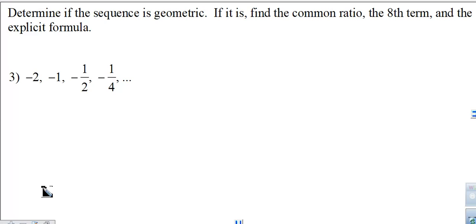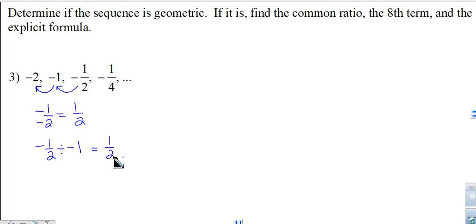In order to determine if this sequence is geometric, we will first test and see if it does have a common ratio. We'll do this by dividing the terms, second divided by first, a backwards motion. So I'm going to take -1 and divide it by -2. That gives me 1/2. I'm going to continue doing this. -1/2 divided by -1. Since I'm dividing by a 1, the value is not going to change. I just need to focus on the signs. A negative divided by a negative is going to become a positive. So my answer is positive 1/2.